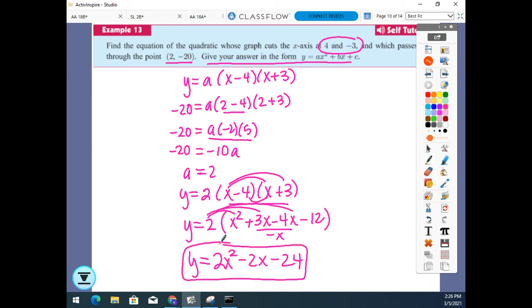So sometimes you can get to an answer, but unless you finish it the way they ask, you won't get full credit. So every time you get done with a problem, go back and read it to make sure that you have answered the question.